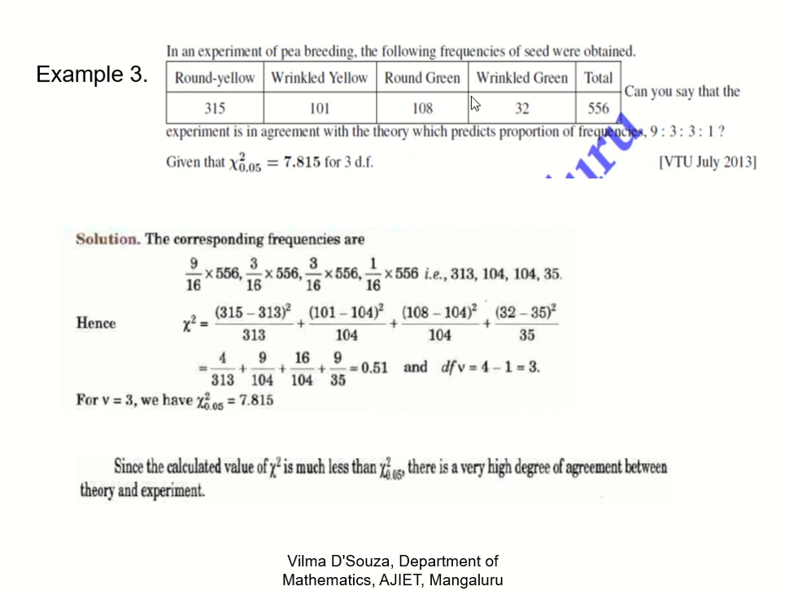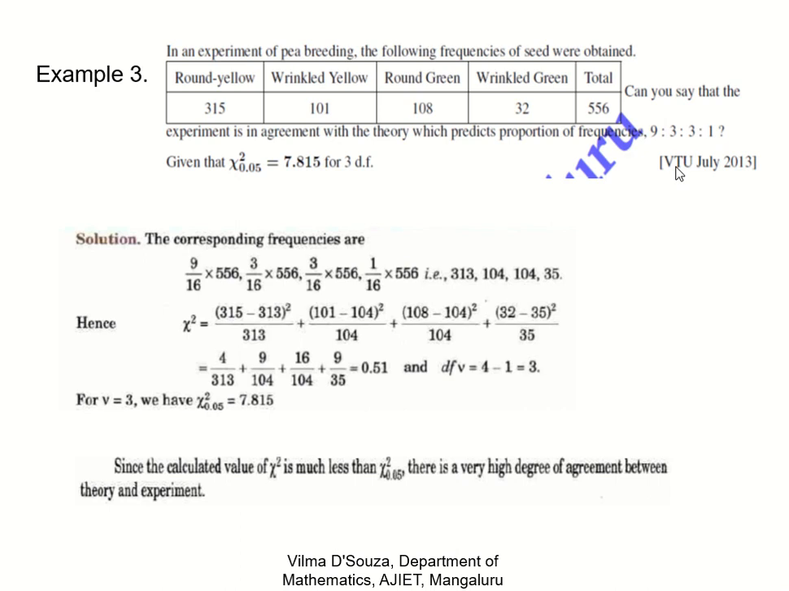Okay, first understand the problem, go through the problem again. You have an experiment of pea breeding. Round yellow seeds are 315, wrinkled yellow 101, round green 108, wrinkled green 32. This is what you have observed, and total seeds are 556. But what is your hypothesis? You have to test the hypothesis that the experiment is in agreement with the theory which predicts the proportion of frequencies 9:3:3:1. This is the theoretical proportion.